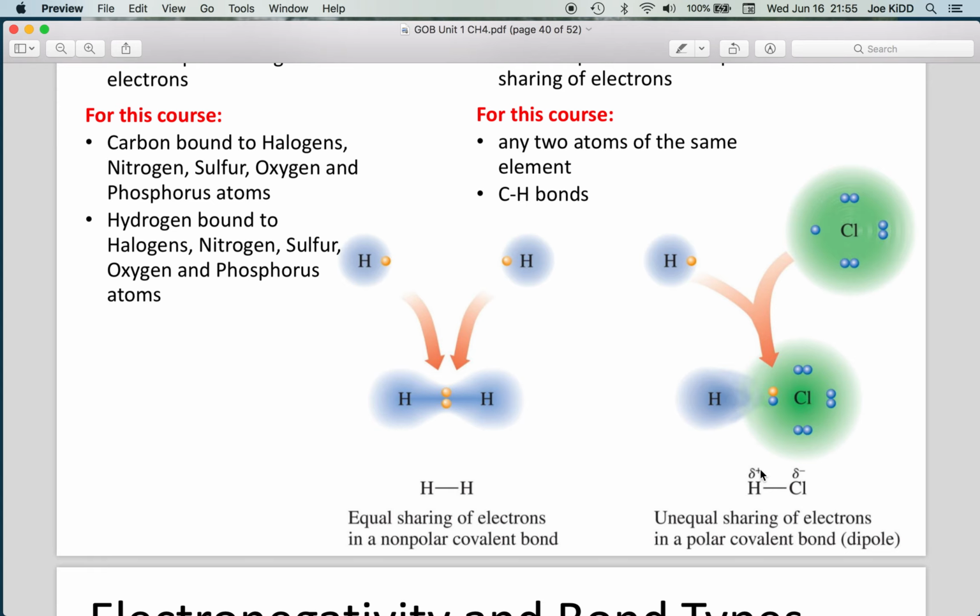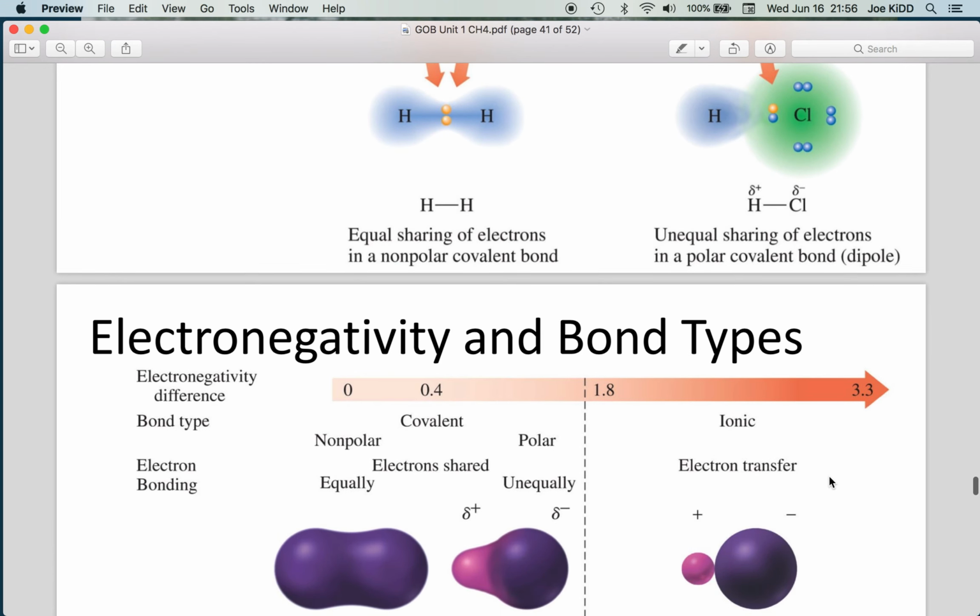The reason this is slightly positive and the reason this is slightly negative: if the electrons are living closer on this end, that means there's more electron density down at this end of the bond. Electrons are negative, so there's going to be a slightly negative kind of vibe to this end of the bond. Because all the electrons are down hanging by the chlorine, that means there's kind of a deficiency of electrons on the hydrogen side of things, which would make this slightly positive. But again, in no way are these ions. No one gave up an electron, no one took an electron. They are still sharing them. They're just sharing them unequally.